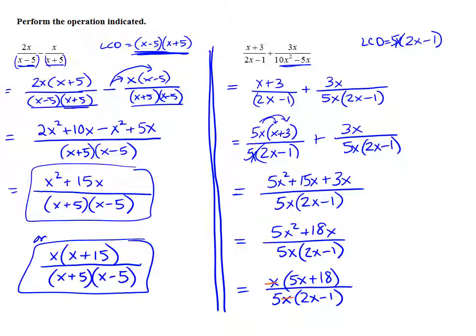So my final result is going to be the fraction 5x plus 18, I no longer need parentheses there, over 5 times, in parentheses, 2x minus 1. Now I did cancel a common factor there, so I do need to provide that domain restriction. And remember, what I canceled can't be 0, so x itself cannot be 0. So when you simplify rational expressions, make sure you provide domain restrictions.